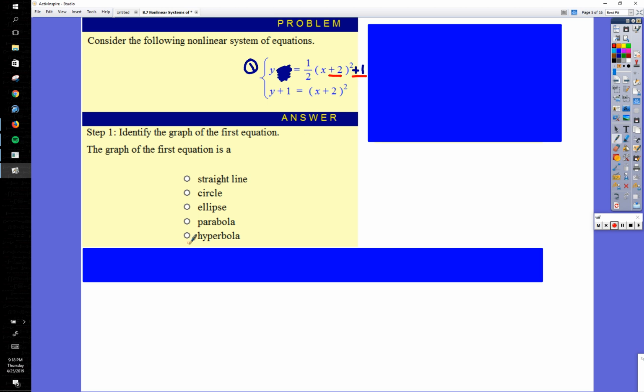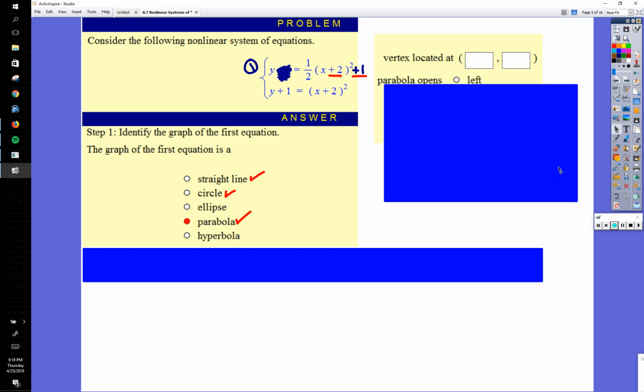And so what we would do is we come down here and we would click on parabola. Okay. Now again, most of the ones you're going to get are going to be straight line, circle, and parabola. Very rarely are we going to see ellipse and hyperbola. So those are more of trying to give you just another choice. So don't spend a lot of time debating on those two. It's probably going to be one of those three. So that would be step 1.